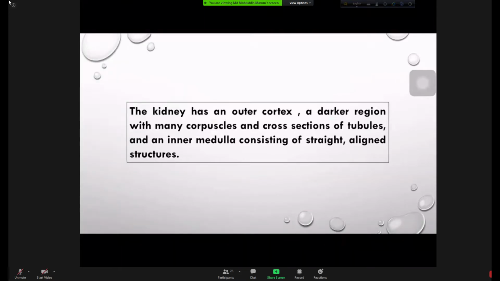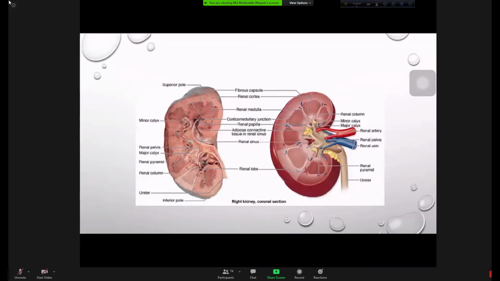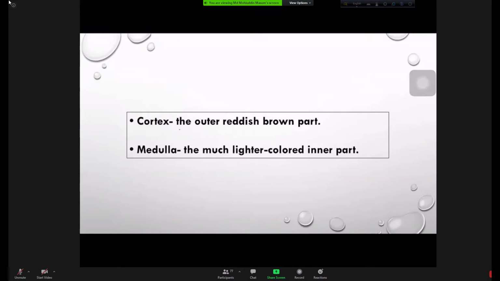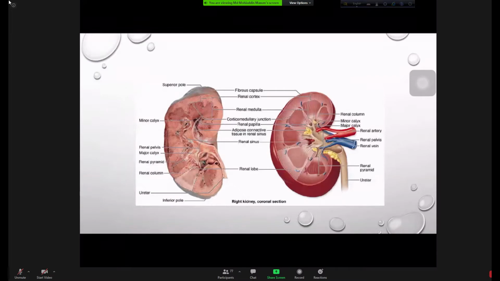Before going to the figure, the kidney has an outer cortex and an inner darker medulla. The outer cortex contains some corpuscles and some tubules, and the inner medulla contains some straight tubules. I am showing you the figure here. The cortex is the outer reddish brown part, this outer part. This is the renal cortex, and this part is the medulla. So, outer cortex.